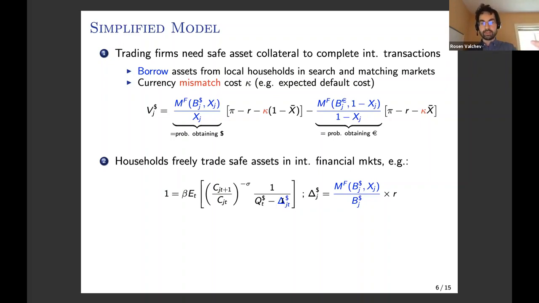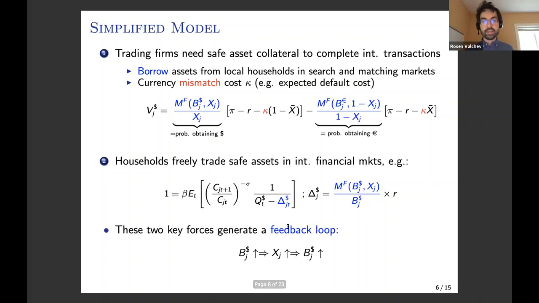I can lend it in these trade finance markets and then obtain some payment. How much is the payment? It depends on what's the probability of matching with a firm that wants my asset, okay? So now this is the feedback loop through that credit market.